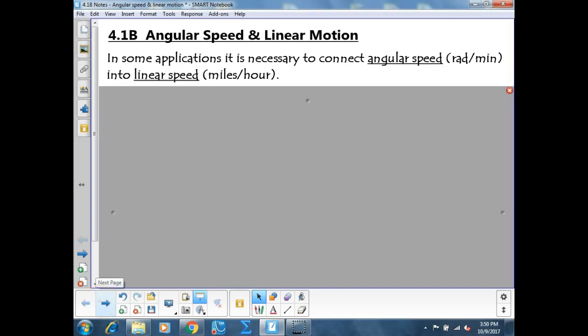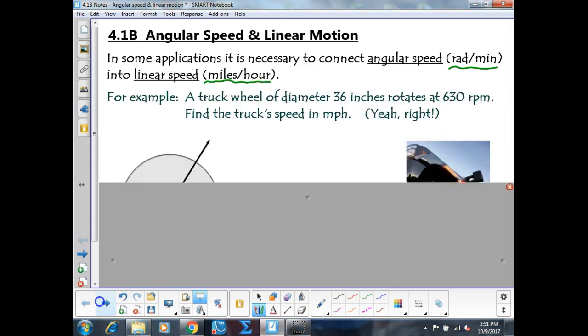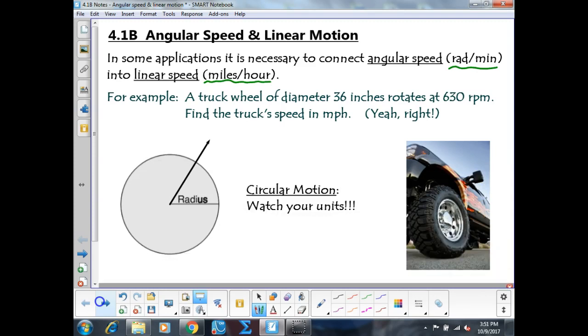Today we're going to be starting to look at an application of this arc length stuff and angles that we've been talking about. This is section 4.1 in your book, and we're going to be talking about angular speed and linear motion. So we're connecting angular speed, things like radians per minute, into a linear speed, like how fast you're going in miles per hour.